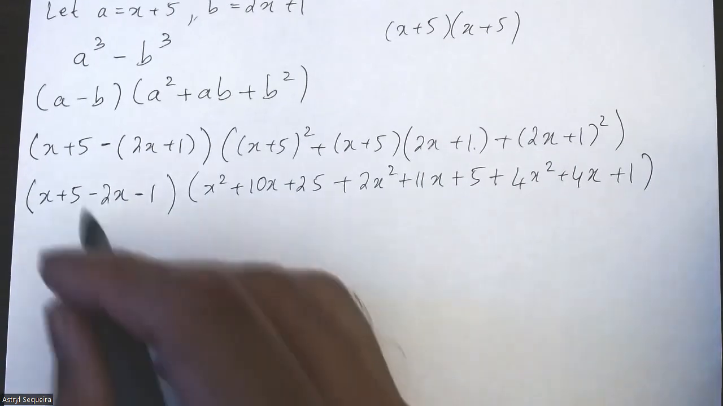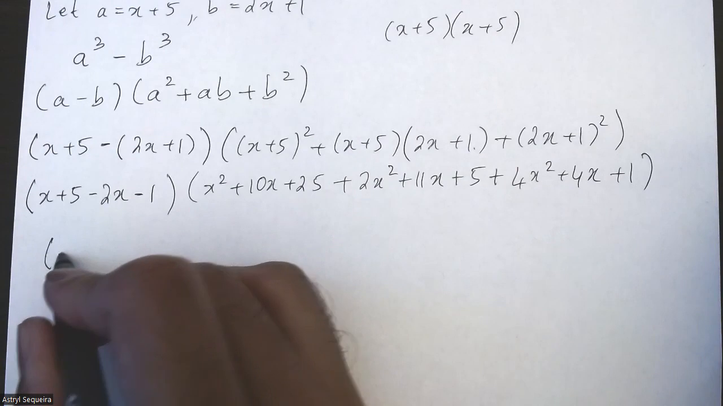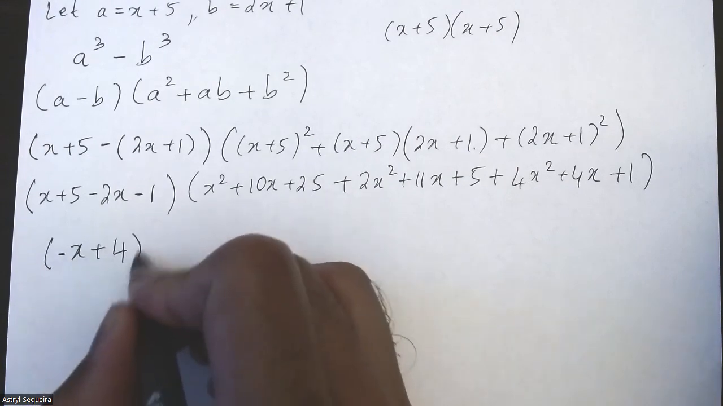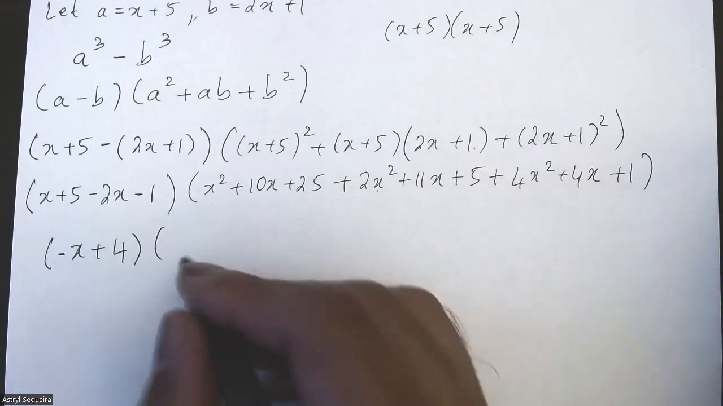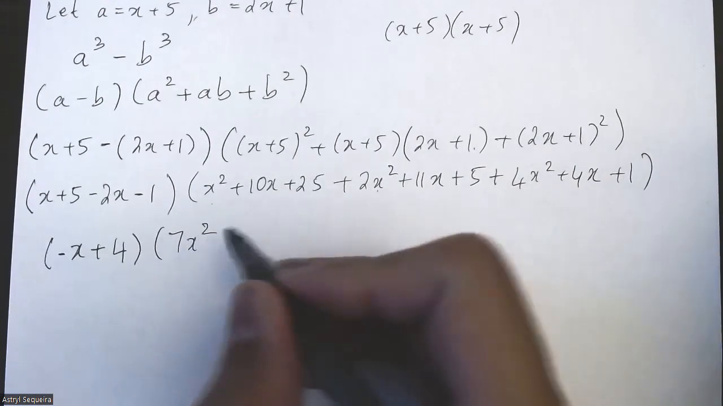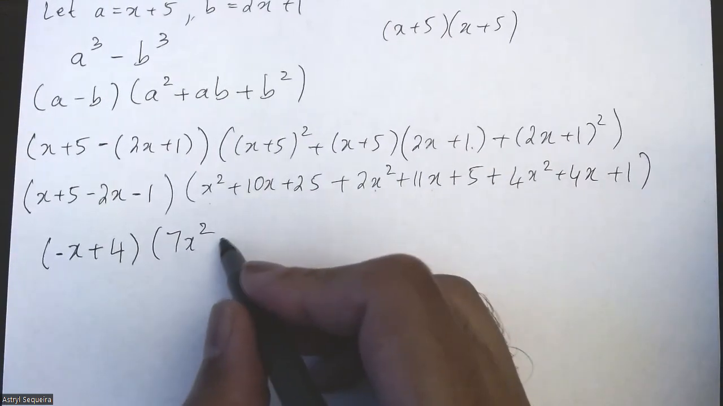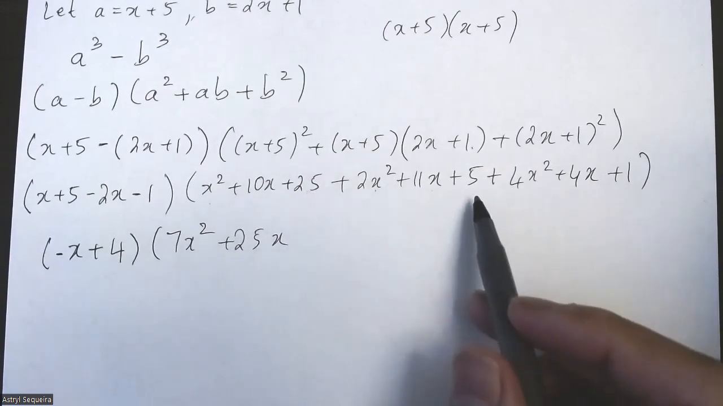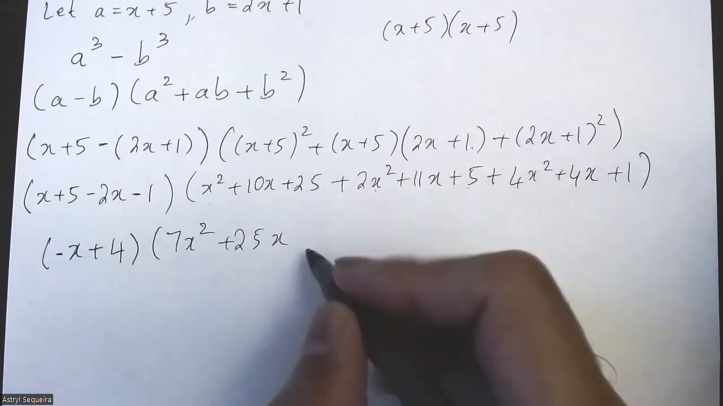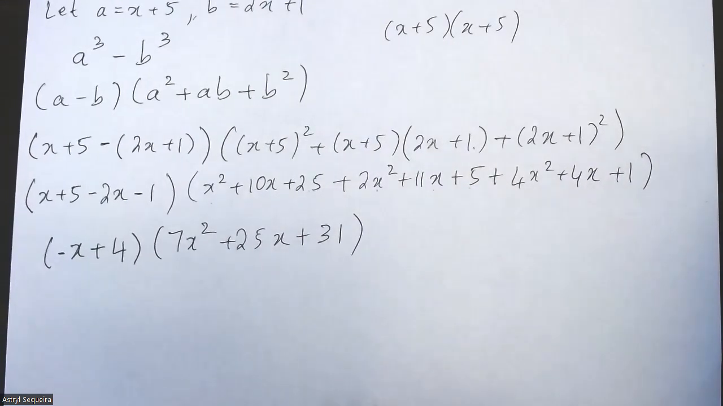Finally, I'm going to combine like terms in the bracket. So this first bracket here is going to be negative x plus 4. And this one, I have x squared plus 2x squared plus 4x squared. That's 7x squared. 10 plus 11 plus 4, that's 25x. And then 25, 30, 31 plus 31. So this is my final solution right here.